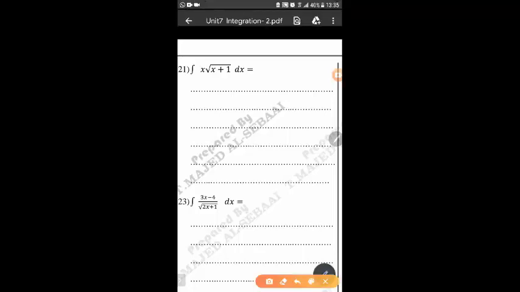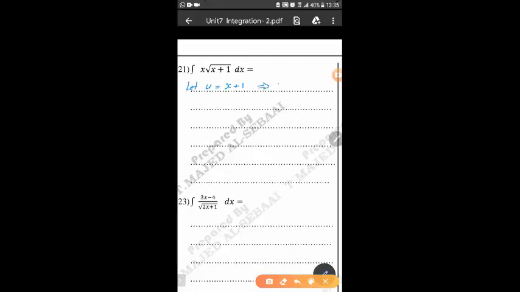Okay, now here we can, what do you think? What do you expect? What is the appropriate substitution in this question? Let u equal what? Inside the root? x plus 1. Like that? Yeah, that's right. It's totally right.